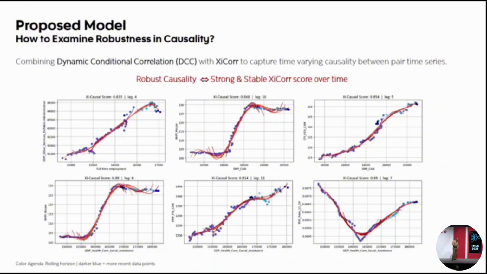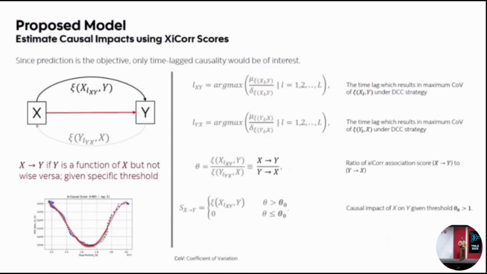If you look at the graphs I provided here, the color of the points represents the timing of the data points over time. Dark blue represents the more recent data points, actually, and we try to capture the causality over time. That's a sample chart. Using the chi-correlation, we can estimate the causal impact.